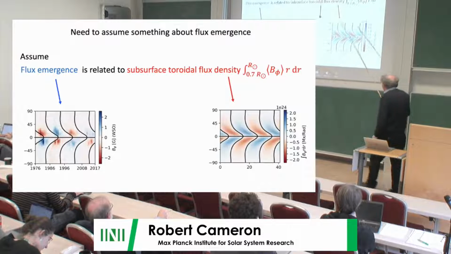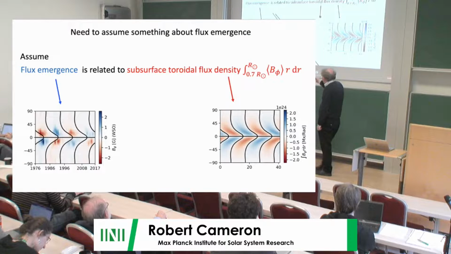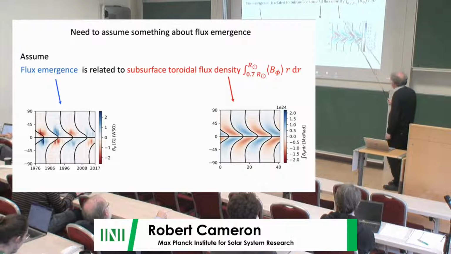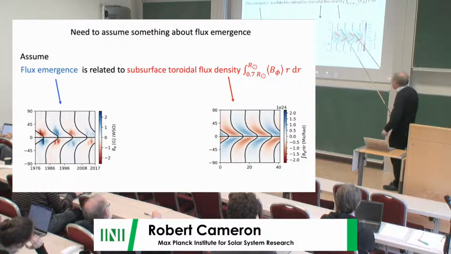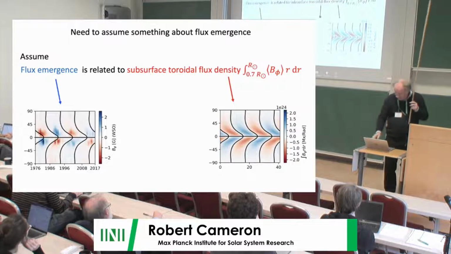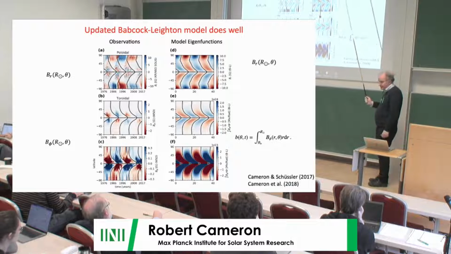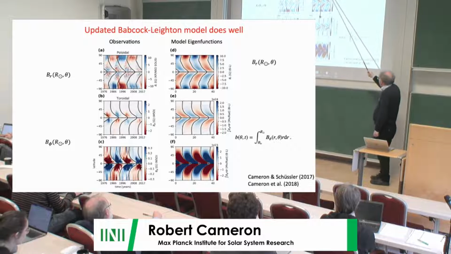We also need to, if we want to have a dynamo loop, assume something about flux emergence. And the easiest thing to assume is that the flux which emerges is related, and I'll assume it's linearly related, to the toroidal field density. And if you assume this, you then have enough to have a dynamo model. This is the Babcock-Leighton dynamo. You can compare the observations with the model eigenfunctions.